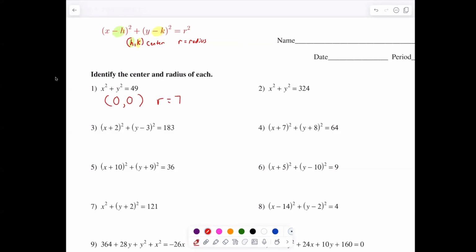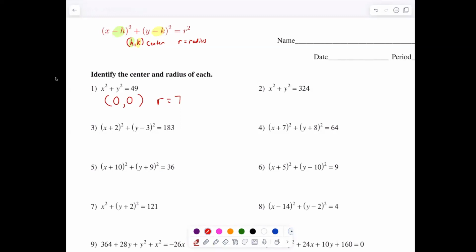Oh my goodness, come on. Listen, there's nothing to it. 0, 0 is the center of the circle. The radius is 7. All I'm asking you is just pay attention for a few minutes. I'll show you it's simple.